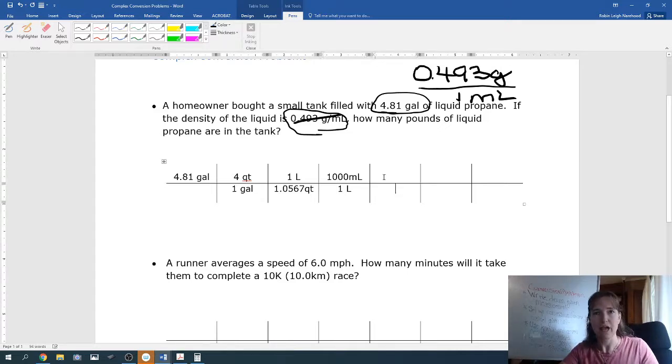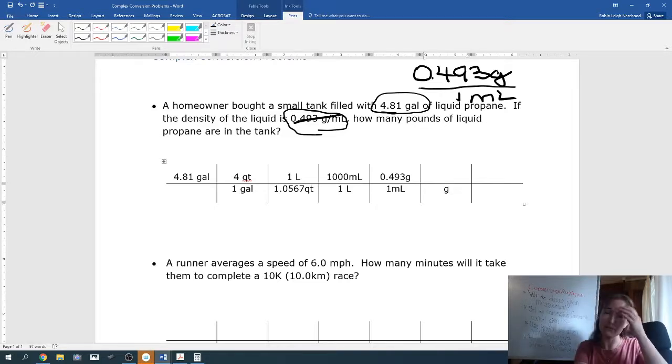Now we have the unit of milliliters, and we can use our density. And so we want milliliters to cancel, so milliliters goes on the bottom. And the number that goes with milliliters in the density is 1. And 1 milliliter is the same thing as 0.493 grams of that liquid propane. So now we have grams that we want to get rid of.